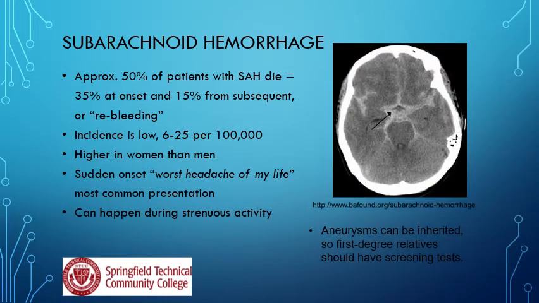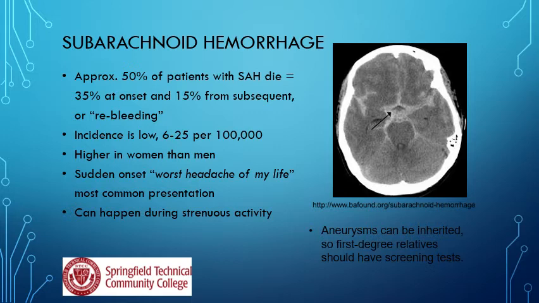So knowing what you know about subarachnoid hemorrhage, you know that rapid onset worst headache of life may be the patient having a ruptured aneurysm. And you know that this is a disorder with high mortality, high morbidity. About 50% of patients who have a subarachnoid hemorrhage die, 35% right at onset, and 15% from subsequent or rebleeding.